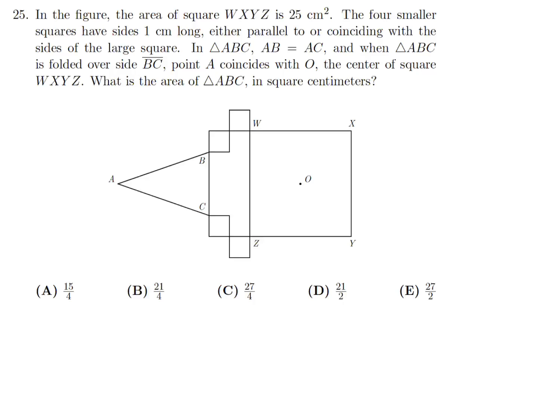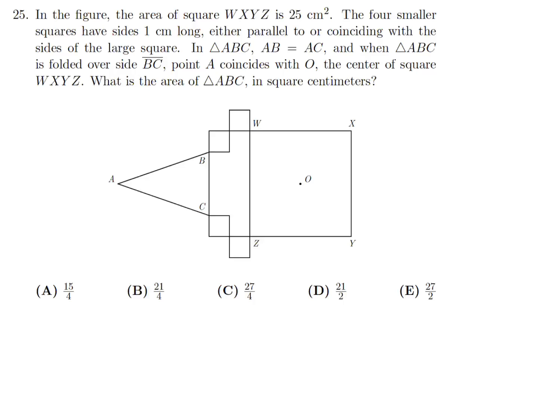In the figure, the area of square WXYZ is 25. The four smaller squares have side lengths 1, each parallel to or coinciding with the sides of the larger square. In triangle ABC, AB is equal to AC, and when ABC is folded over BC, point A coincides with O, the center of the square WXYZ. What is the area of ABC in square centimeters?